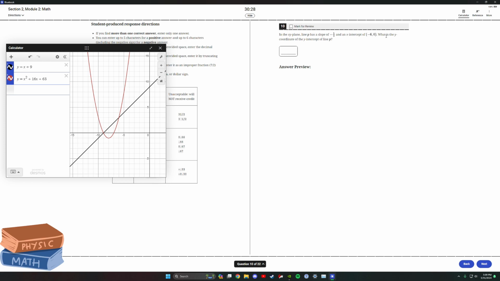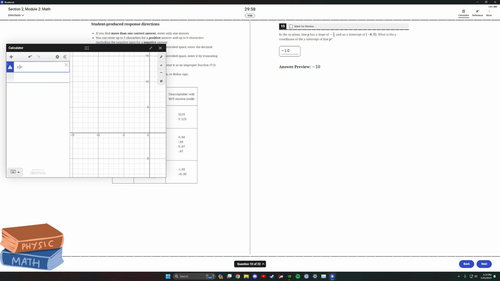Line P has a slope and an x-intercept. What is the y coordinate of the y-intercept of P? So it has a slope of negative 5/3 and an x-intercept of that. The y-intercept is when x is 0. So we need to travel 6 units, and if we travel 6 units to the right, we're going to be traveling 10 units down. So I think it should just be negative 10, but we can make sure.